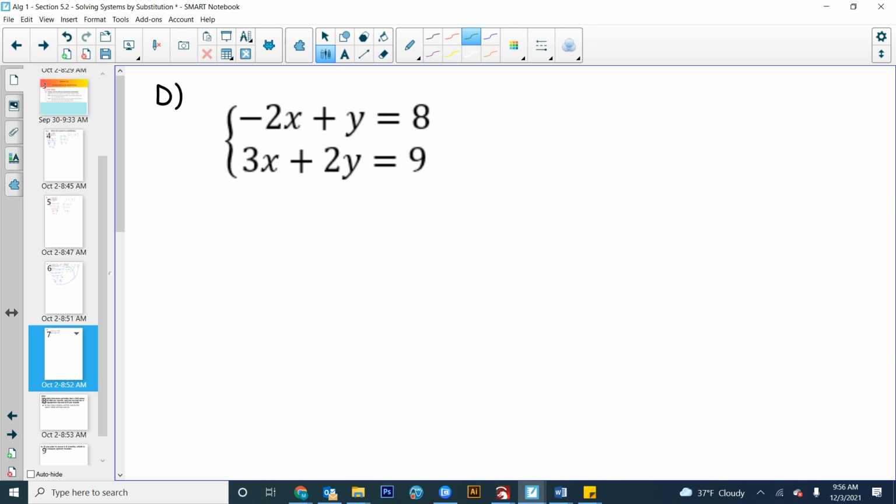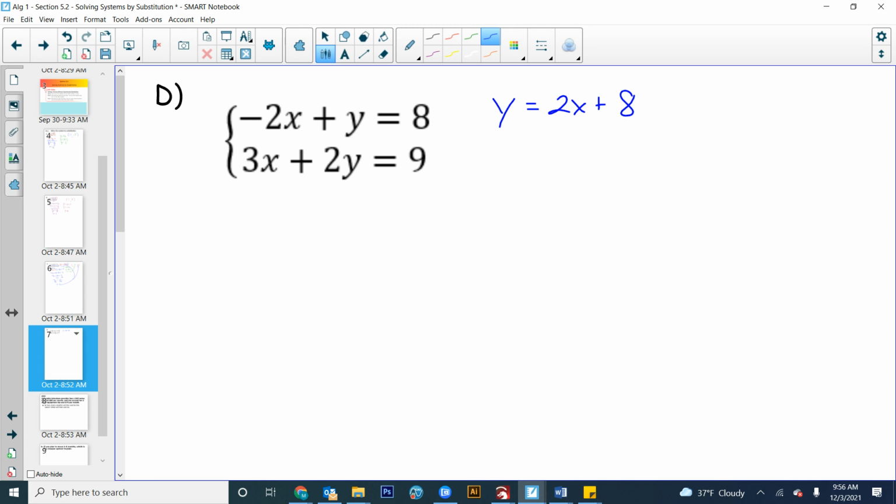And which variable? Which one's easier to get by itself? Which one's about to get really lonely? The y, right? Does everybody agree? Y is the easiest variable, and it's the one in the first equation. So the next question is, how can you get it by itself? Not subtract, but add 2x. Do you agree it's y equals 2x plus 8?